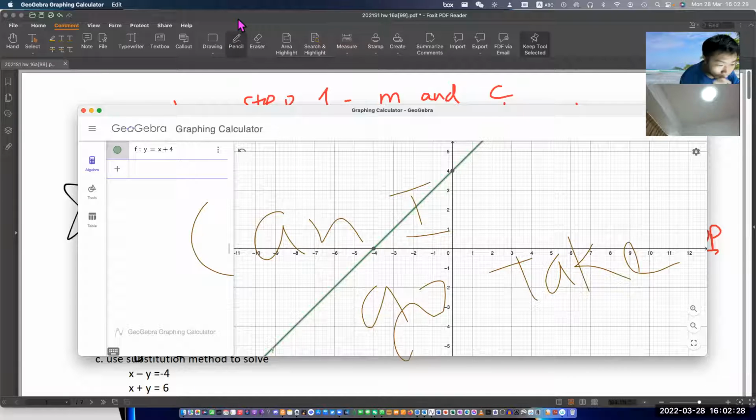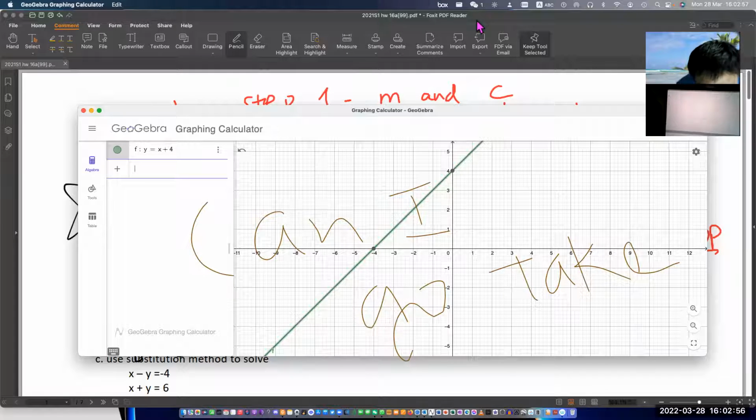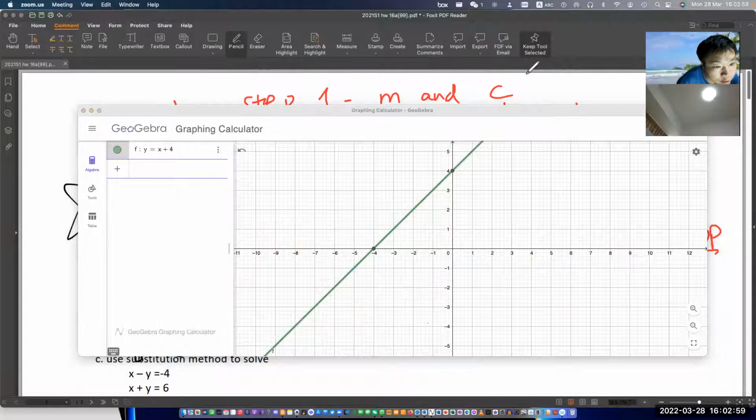All right, welcome back. So yeah, try to key the y equals x plus 4 into this box, and hopefully you get something similar. Please tell me whether you get something similar. Yeah, you get something similar. So how do you check whether you get something similar or not?